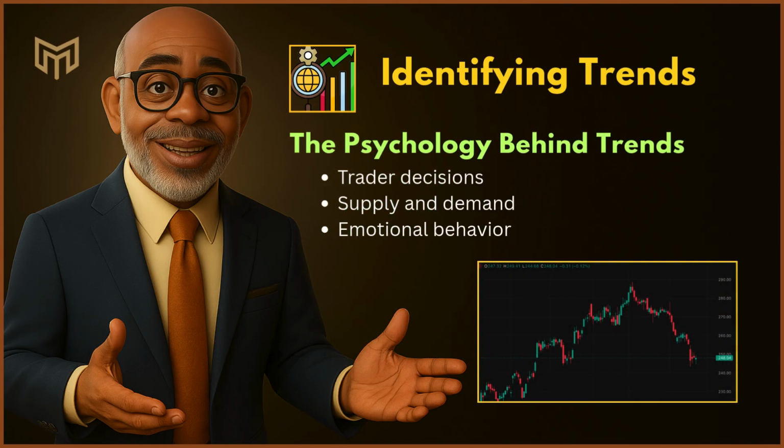Market prices don't move randomly. They reflect the decisions of countless traders reacting to emotions, expectations, and news. Behind every price shift is a battle between supply and demand, driven by human psychology. When we spot these patterns, we're not predicting the future. We're reading behavior. Understanding psychology helps us anticipate what may happen next, because markets move based on how people think, react, and respond under pressure.